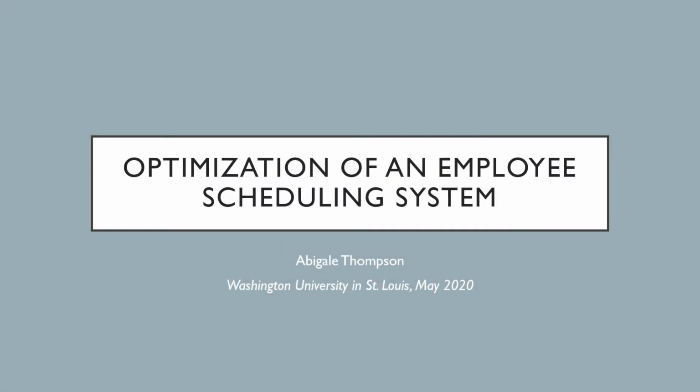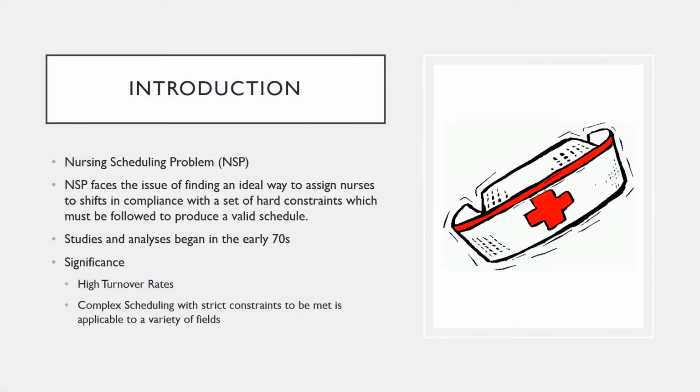I am Abigail Thompson, and this is my final WashU MEMS 5001 optimization presentation on the optimization of an employee scheduling system. The nurse scheduling problem is defined as assigning a series of shift schedules to numerous nurses over a planning time frame given some limitations and preferences.